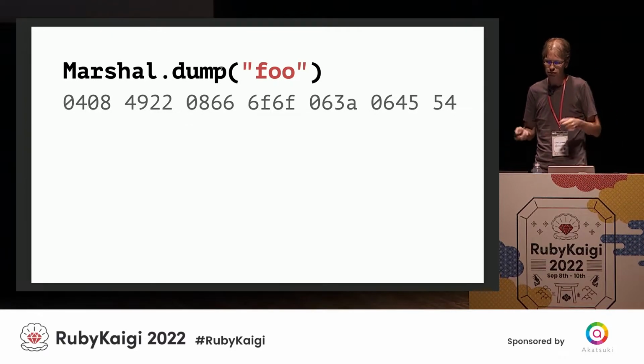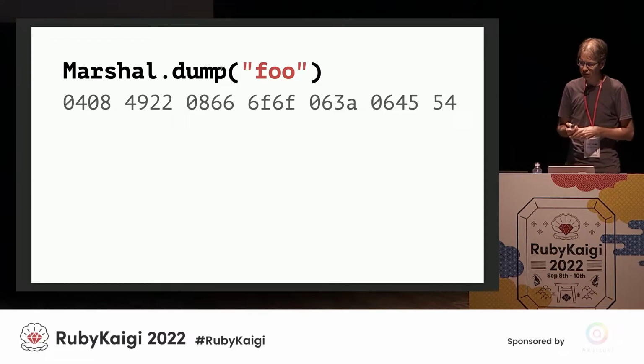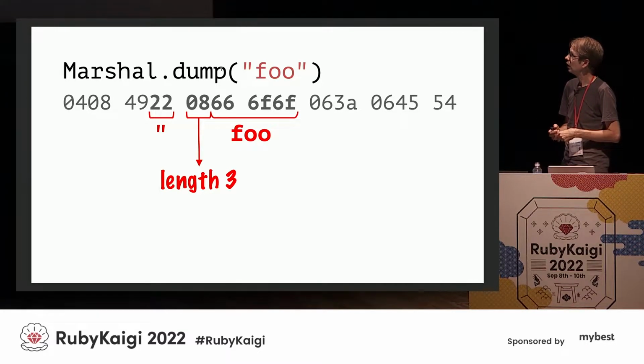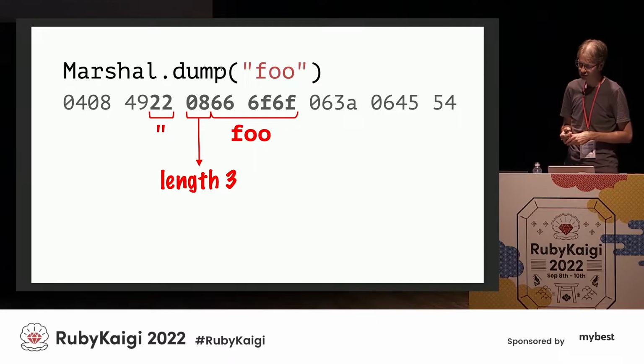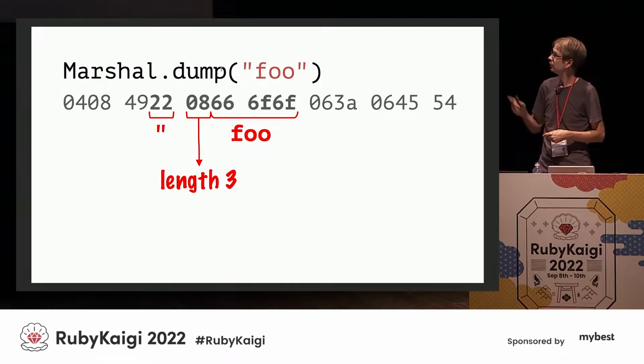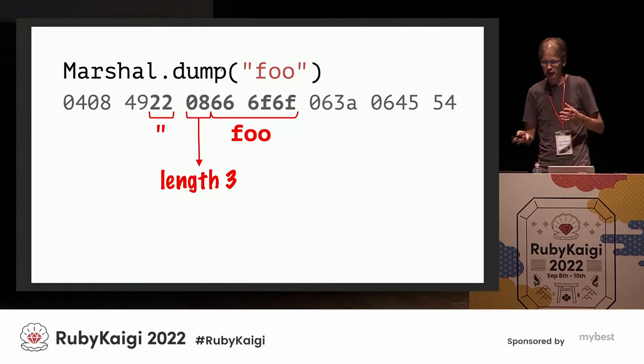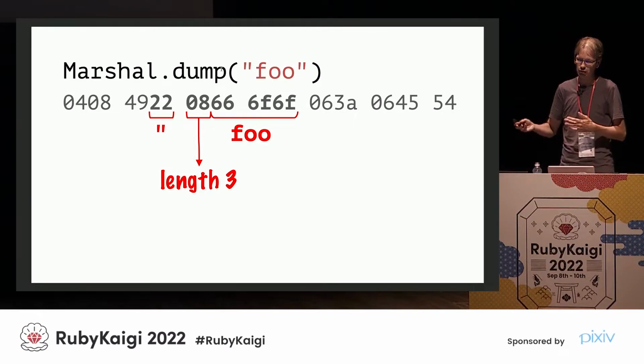So just to show you in a bit more detail how this works, with Marshall, we give it a string like foo. We get this byte string back. The foo itself is ASCII 666F6F, and you can see that appearing right there in the middle. And then it's a string, and string is represented by quotes in Marshall. So that's 2, and then the length, which again, 8 is 3, so FOO.